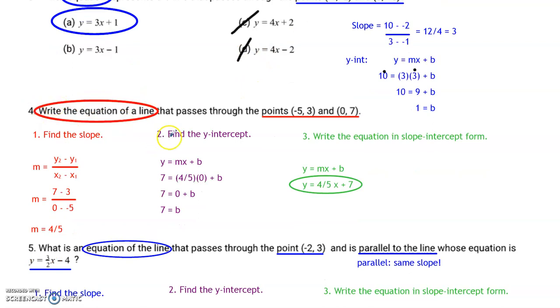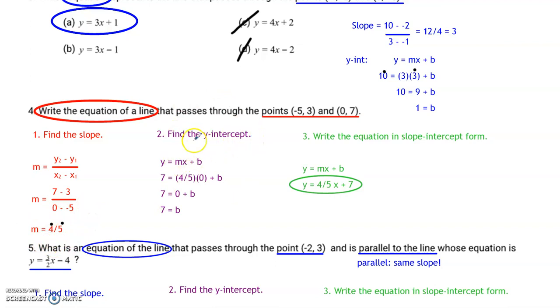For number 4, I extensively wrote out all of the steps that I needed to take. These are the same steps that we got in the notes in class. Find the slope. In this case, it was 4/5. Not a nice, easy integer, but 4/5 is better than saying 0.8 because 4/5 tells us the rise, and it also tells us the run. So I preferably keep the slope in fraction form.